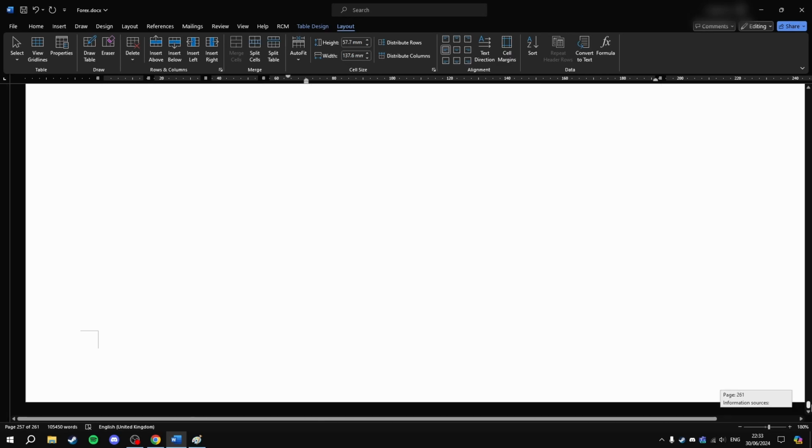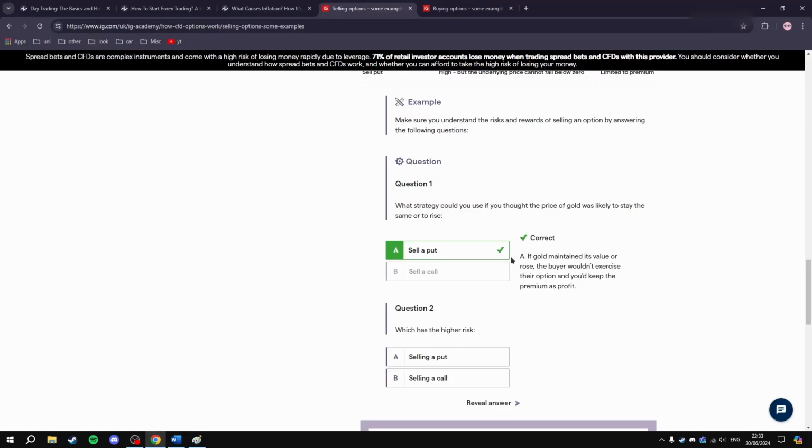Short position when buying a put option. Yep, short position. So the buyer is buying a put option, so they're hoping the price of gold is going to drop. So you sell a put option to them in the hopes that the gold doesn't drop, or is likely to stay the same, or rise.